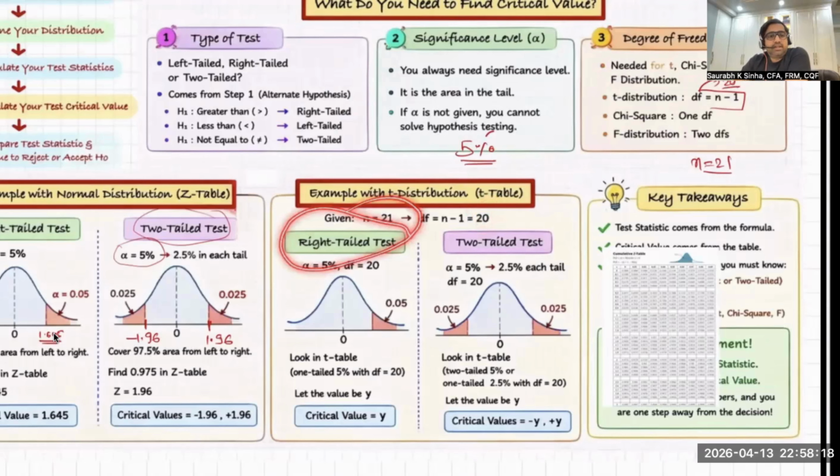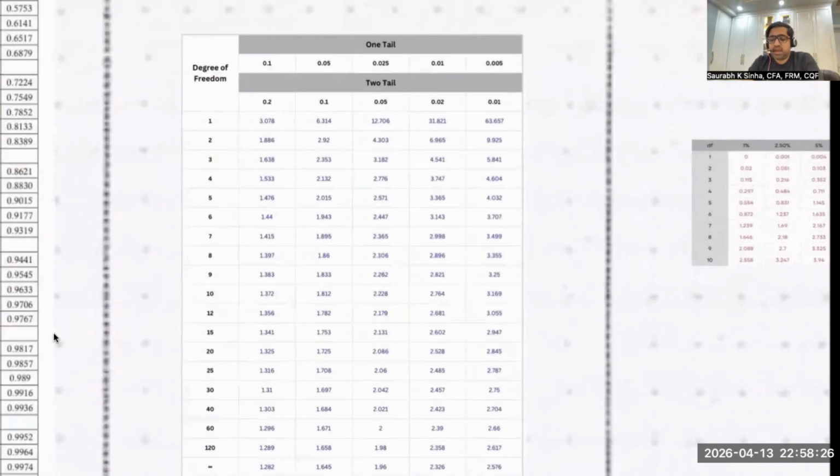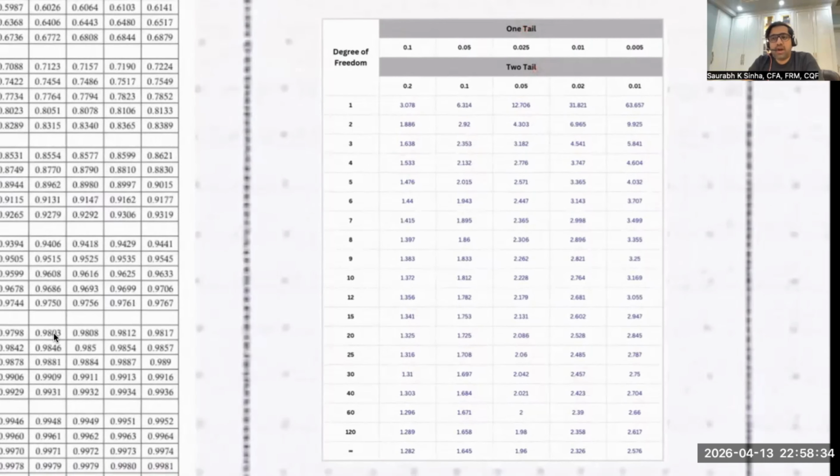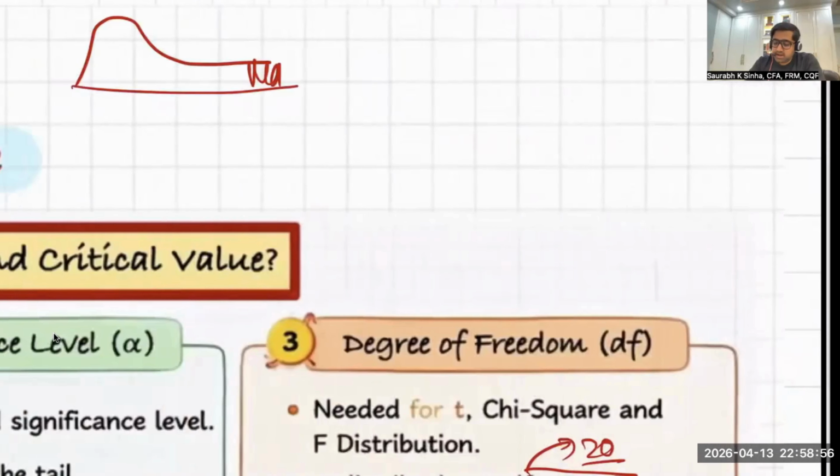Let's look at a right tail test. What do we need? We need a t table. Yes, we have a t table. What do we have to look for? We have to look for 5% area in the tail. But which tail, one tail or two tail? One tail, because we are looking for the right tail, not both tails. Right tail test, so 5% area. Which degree of freedom? 20. So what is the value? 1.725. That is your critical value.